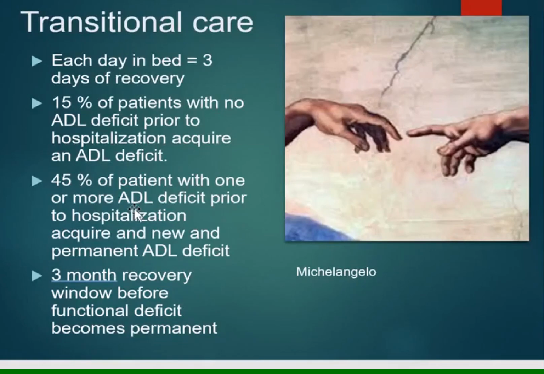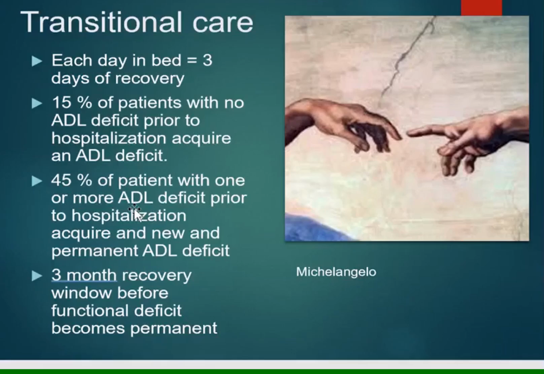So in geriatrics, we often say that for each day in bed, there's 3 days of recovery that accumulate, unlike younger individuals where they may have an acute illness, but they get their so-called legs back in a very short period of time. So older adults, one of the facts there is that 15% of these individuals with no activity of daily living deficit prior to hospitalization will then, as a result of hospitalization, acquire an ADL deficit.